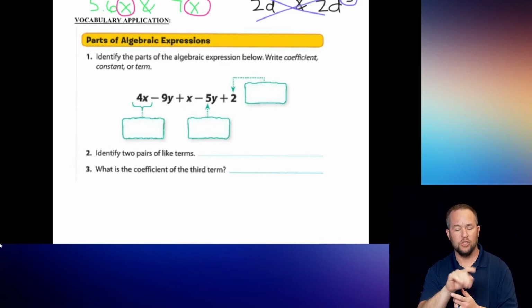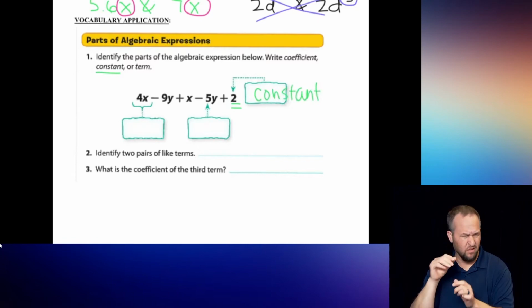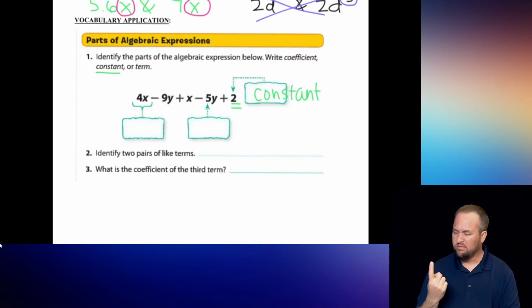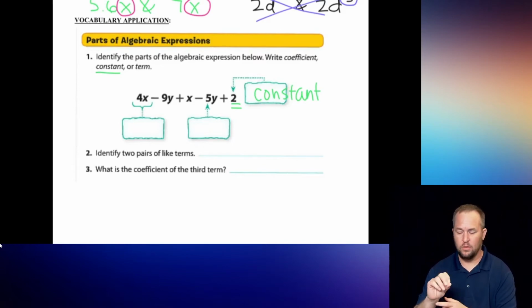So I know that if it's just a number all by its little lonesome over here, if I look back up in my vocabulary, I know that that is just a constant. And I know this is kind of a sad way to think of it, but I always think of a constant loner, or it's all by itself. But that seems to resonate with me. So it's just constantly by itself, or a constant loner, meaning it's just that number all by itself.